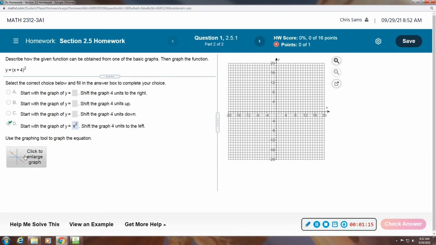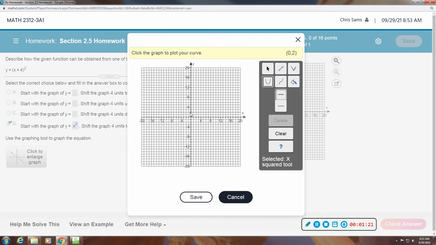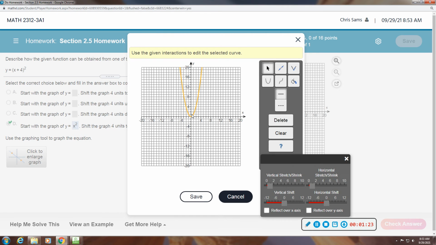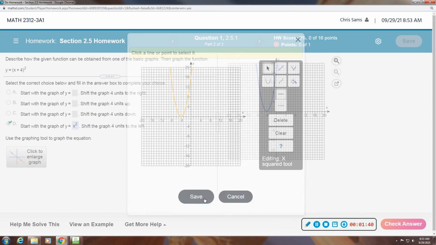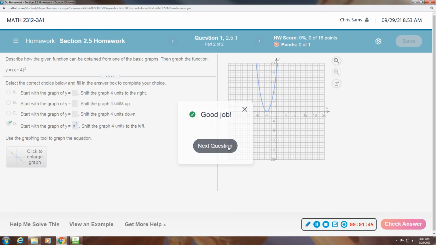All right, then there's a part 2. We're actually going to graph it. So I'm going to click the graph. I'm going to click the parabola. And if you just click anywhere on this graph, you get this pop-up box and it wants you to describe what happened. So all we did was shift left in the horizontal direction. So we're going to go left 4 units. So we're going to go to -4 because that's the overall of what happens. Then you click save, we check, and then we're good to go.